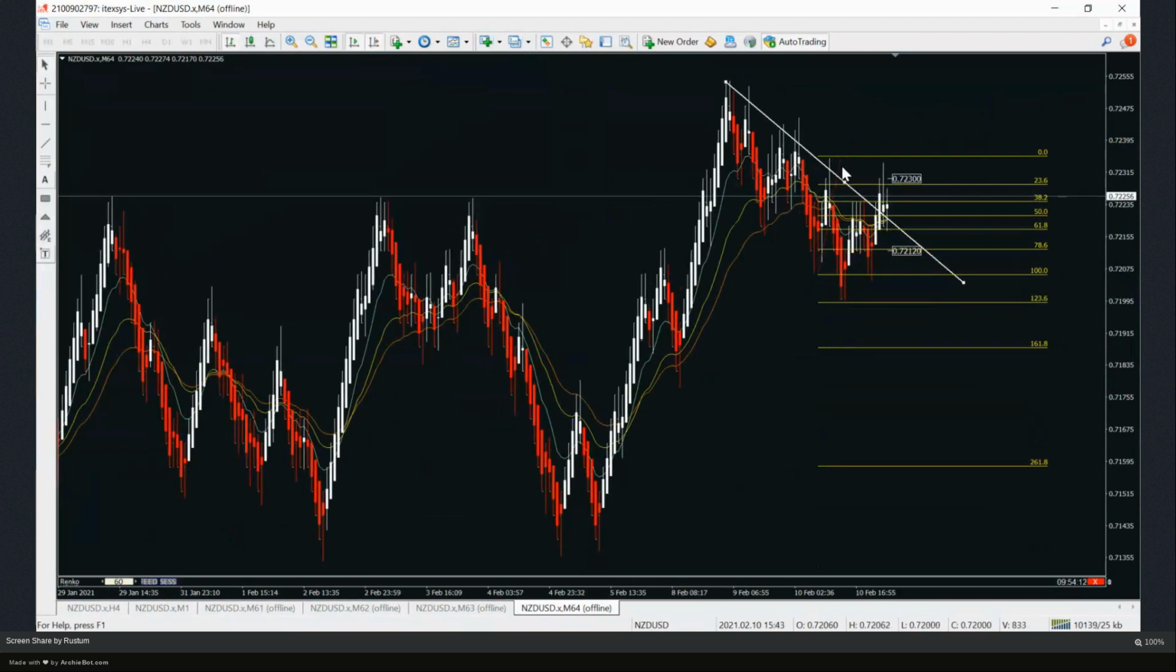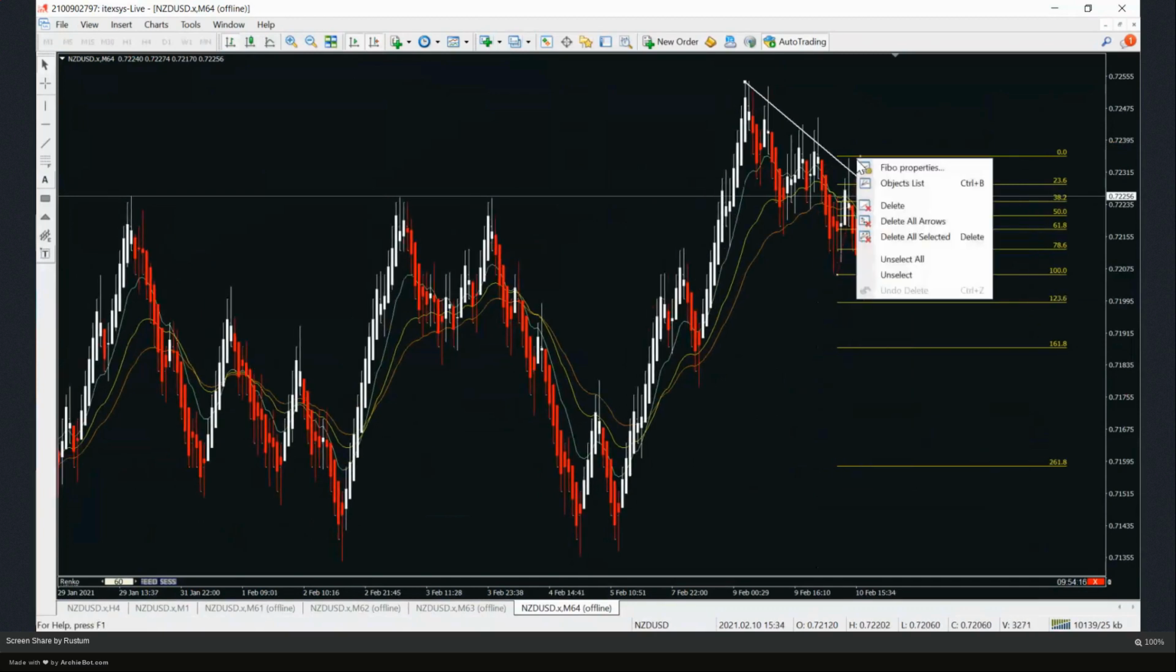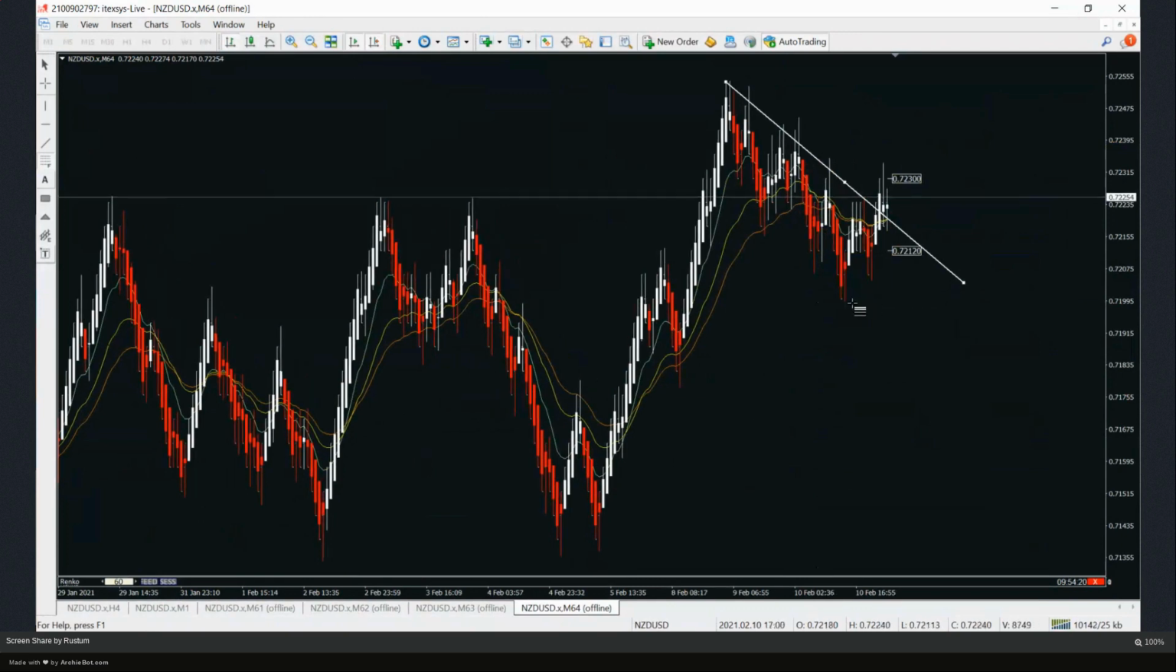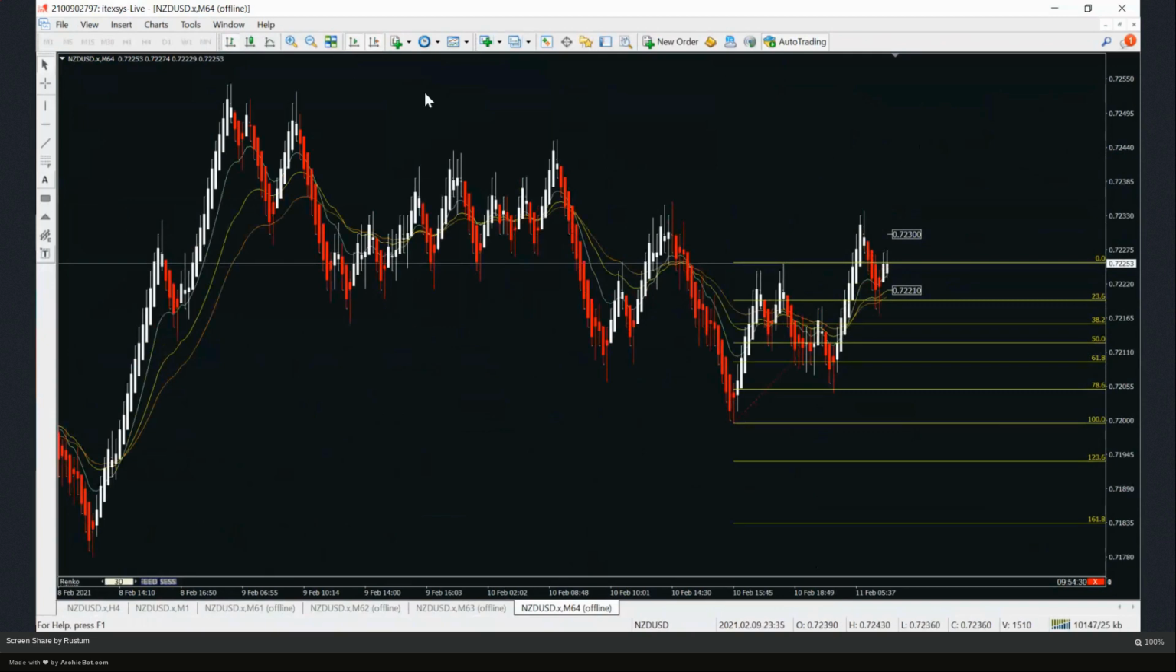And then on the other side here, on this side, we have a 78.6, breaks the structure. And on M3, you have a structure break. You have a break up, a pullback. So this is a good one to try.